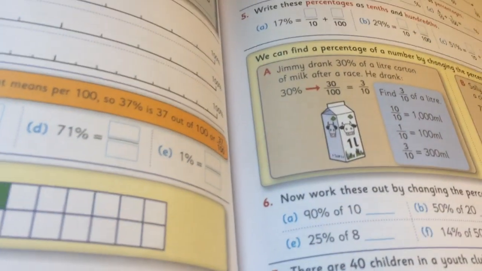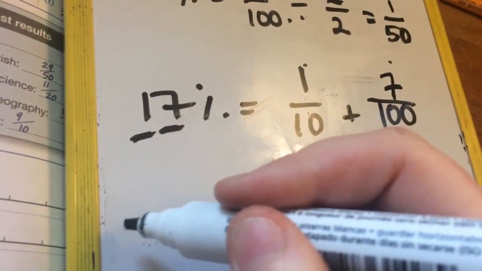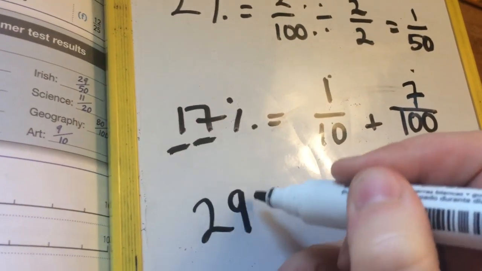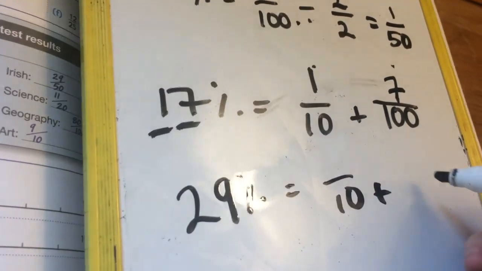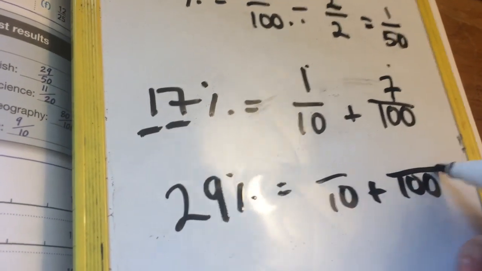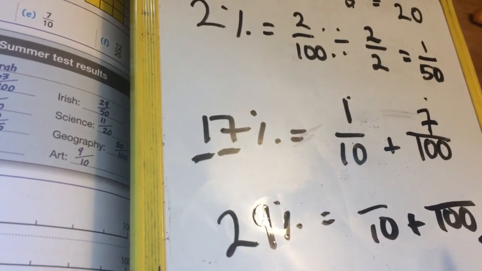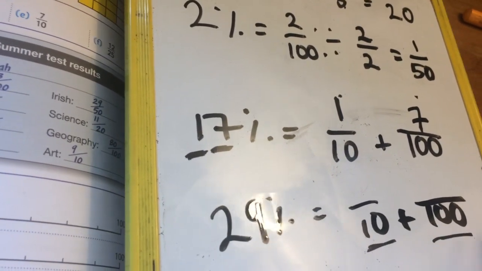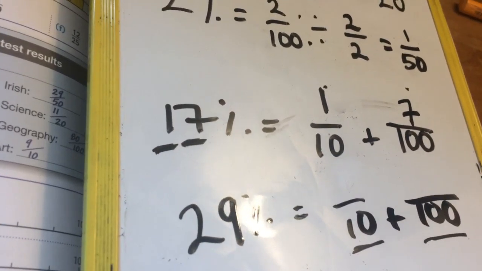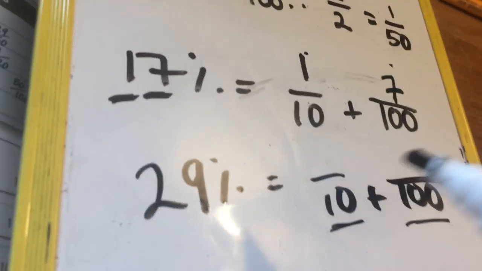I'll do another one for you just to be sure. Here we have 29%, and they're asking us to make it into tenths and hundredths. Think of it like tens and units. So here we have our tenths and our hundredths. Remember we learned those when we were doing our decimals. So here we go.